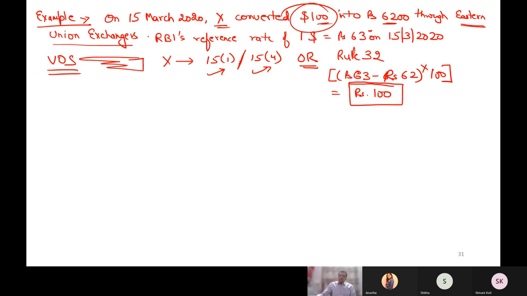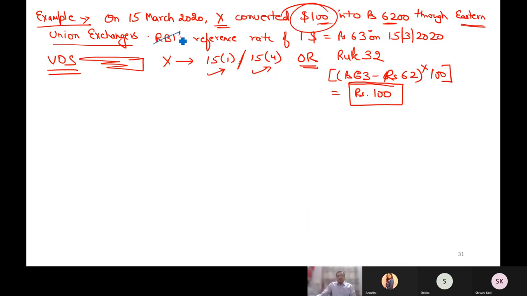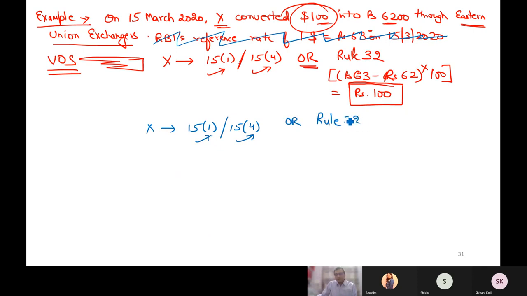If I make a change, for example, that RBI's reference rate is not available, then what will happen? X will compute the value by applying either 15.1 or 15.4 as the case may be. I'm not discussing those. Or as per rule 32, it's the choice of the supplier, sorry, recipient of service.